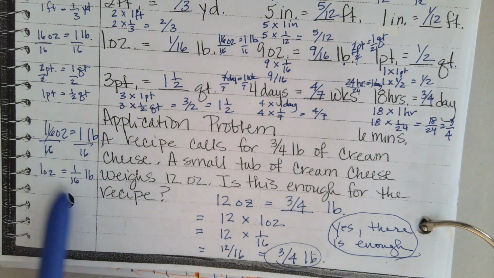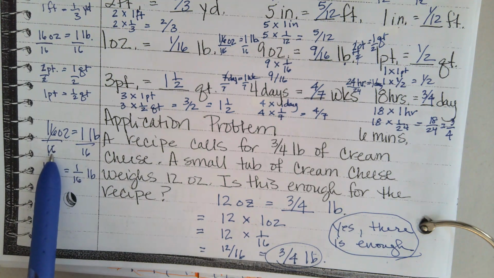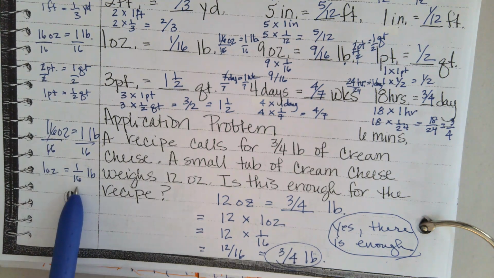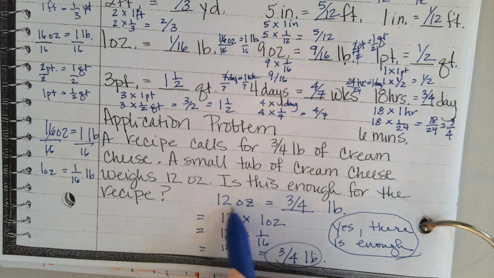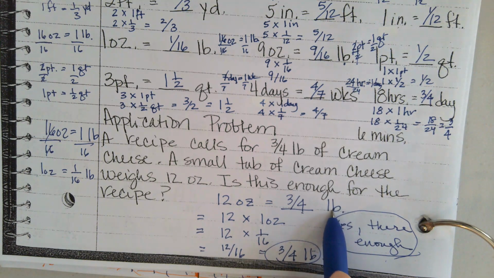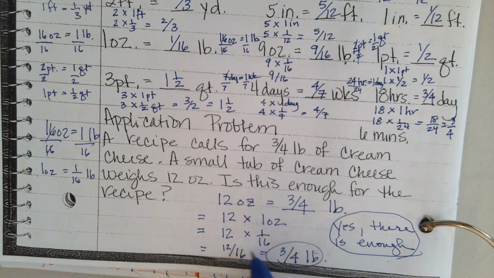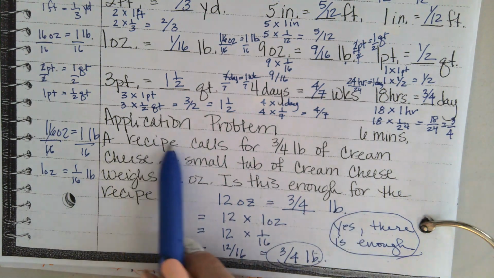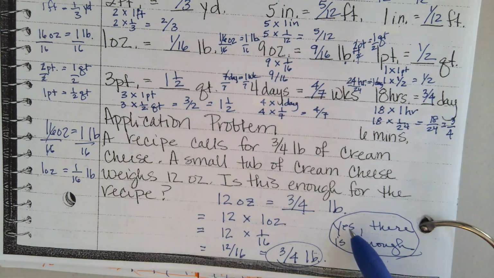Okay. So I came over here. What do I know? I know 16 ounces is equal to 1 pound. I take it down. Because this becomes 1 ounce is equal to 1/16 of a pound. Come back over here. What am I solving for? 12 ounces is equal to question mark, right? How much of a pound? Well, 12 copies of 1 ounce. 12 times 1/16 is 12/16 simplifies down to 3/4 of a pound. It says the recipe calls for 3/4 of a pound of cream cheese. Does she have enough? The answer is yes, there is enough cream cheese.